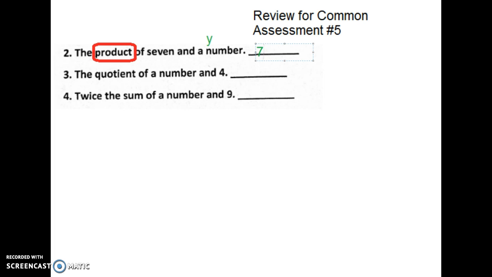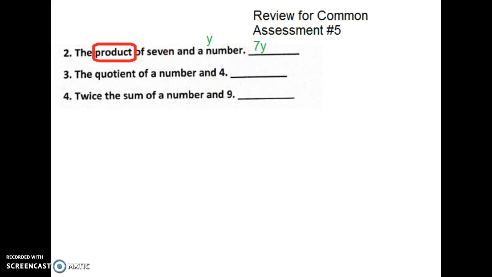The easiest way to write it is just 7y. Because when you have a number right next to a letter, or a variable, that means they're multiplying. So 7y. You can actually put 7 times y, but this is the fastest and most efficient way of doing it. 7y, or 7x, or 7n, whatever variable you want to use.